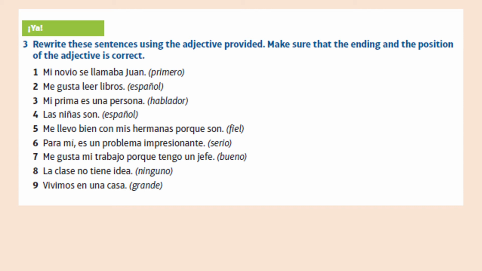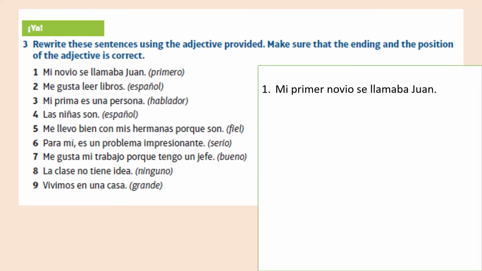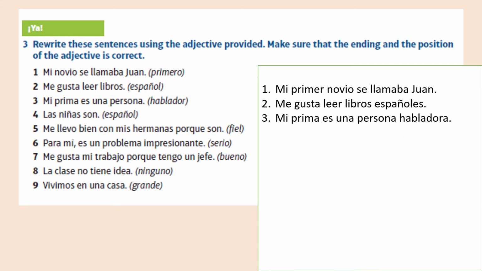This is one of our special ones that goes before the noun and it shortens a bit, so we should have the answer of mi primer novio se llamaba Juan. My first boyfriend was called John. Number 2. Me gusta leer libros españoles, because books is masculine plural, so españoles needs to be like that. Number 3, mi prima, my cousin, es una persona habladora. My cousin is a chatty person. Las niñas son españolas, because we're talking about the girls, the children.